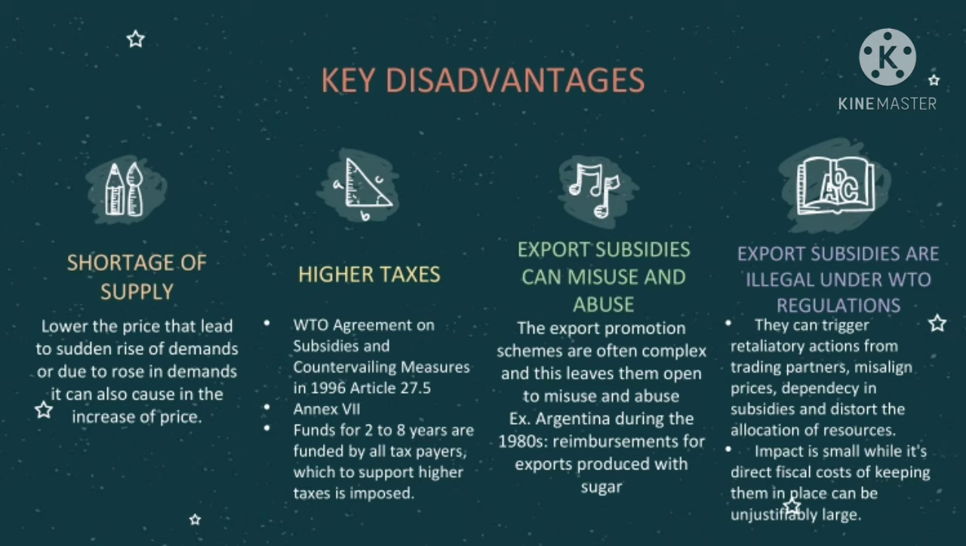Lastly, export subsidies are illegal under WTO regulation because they can trigger retaliatory action from trading partners, misaligned prices, dependence on subsidies, and distort the allocation of resources. Yet the impact is small, while the direct fiscal cost of keeping them in place can be unjustifiably large.